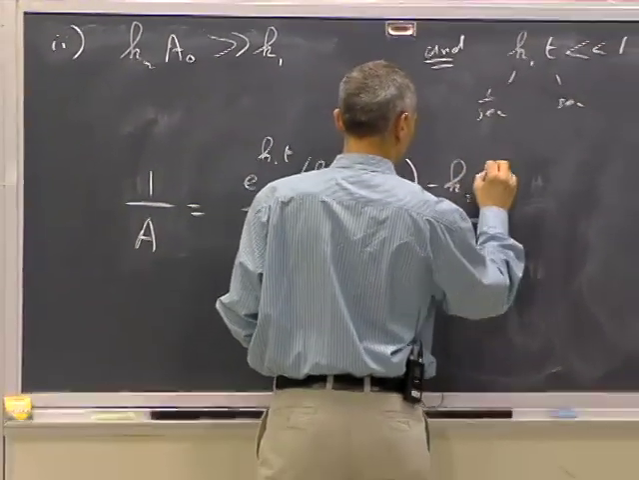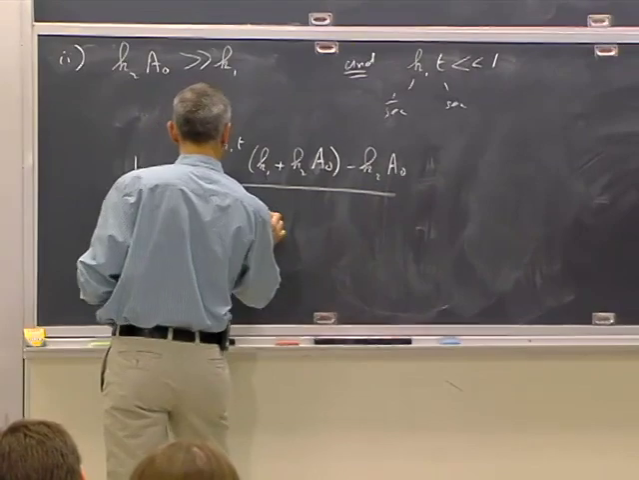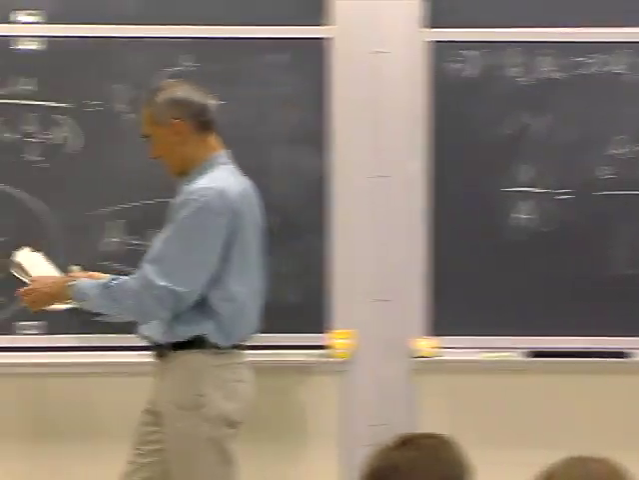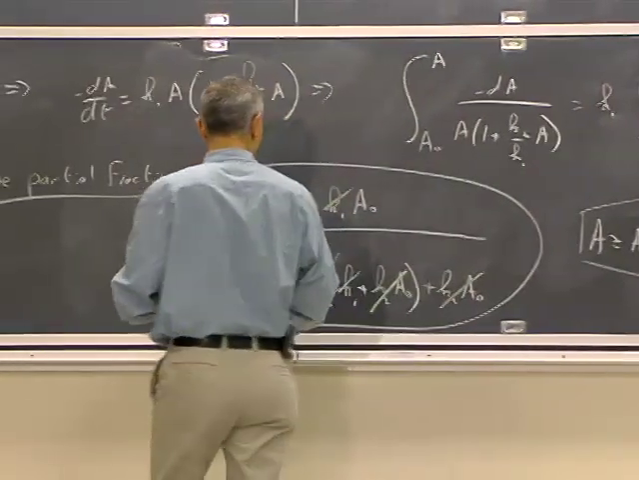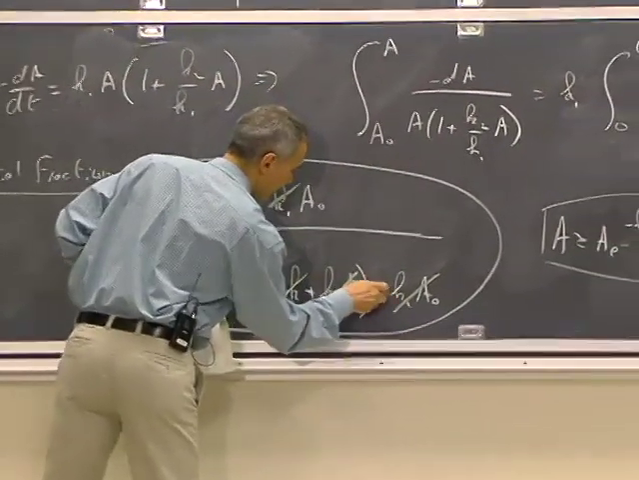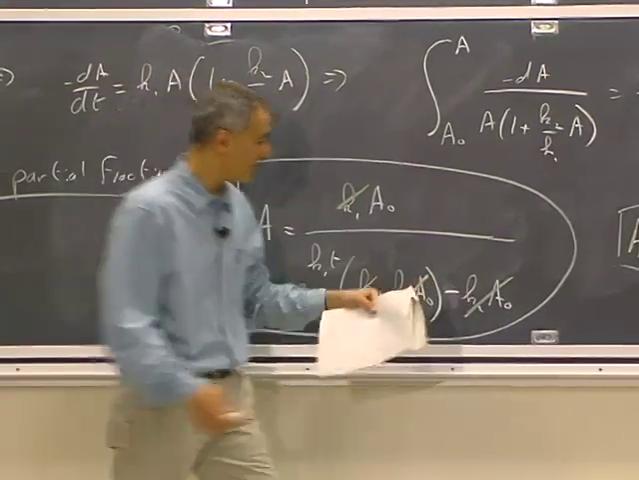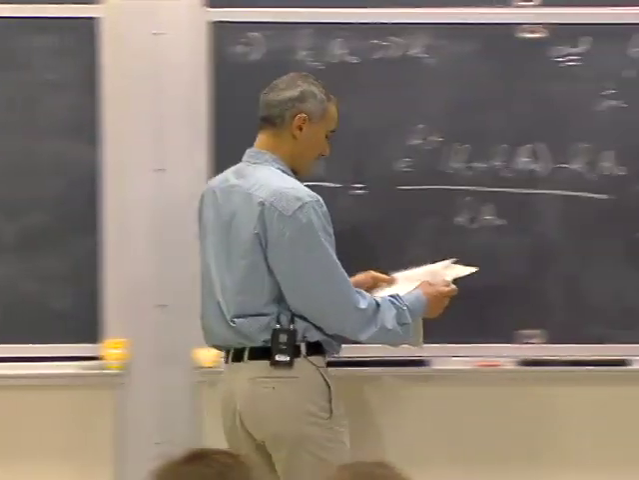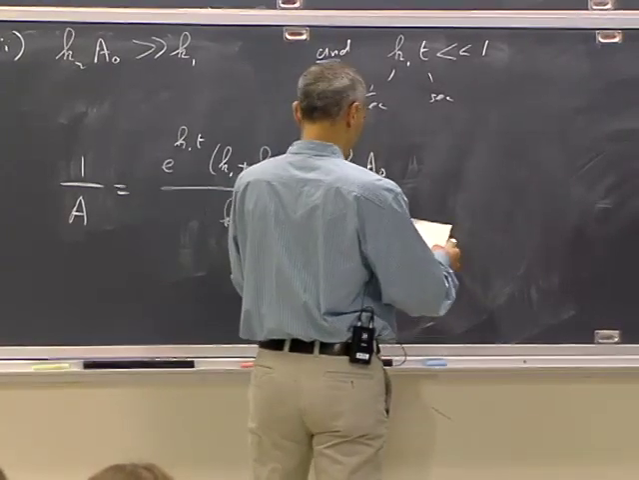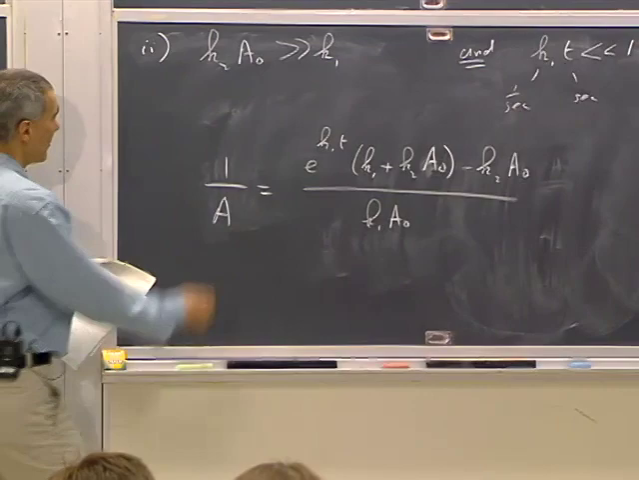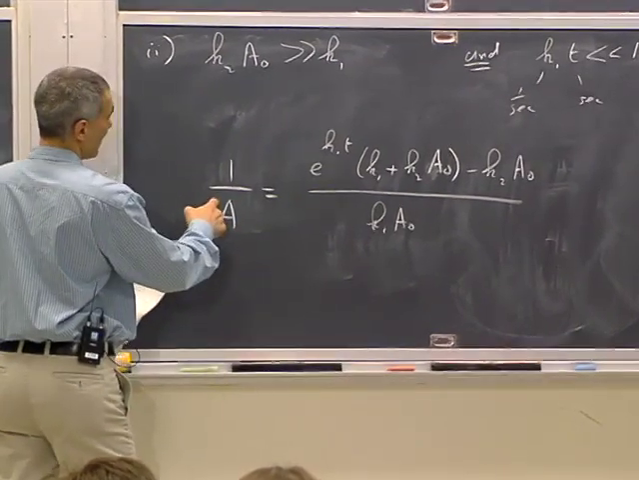Minus k2 a naught over k1 a naught. This should be a minus sign here. It didn't matter for our approximation because we got rid of it anyways, right? But the proper sign here is minus. Okay, and so now we need to make our approximation and figure out what this is here.